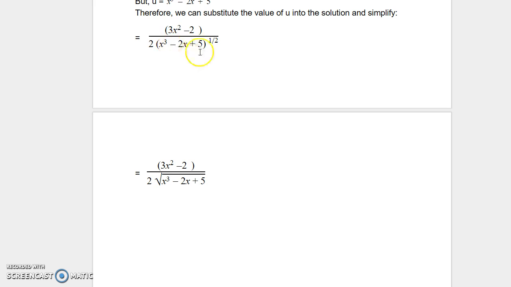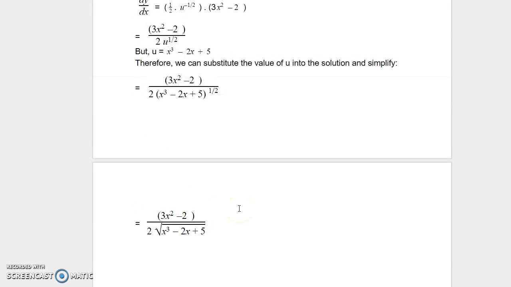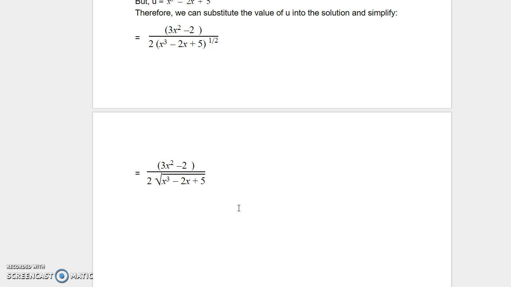We can express our solution this way or this way. Both ways of expressing the solution are absolutely correct. This is the way we're going to solve complex problems using the chain rule. In my next video presentation, we will be solving more problems using the chain rule.